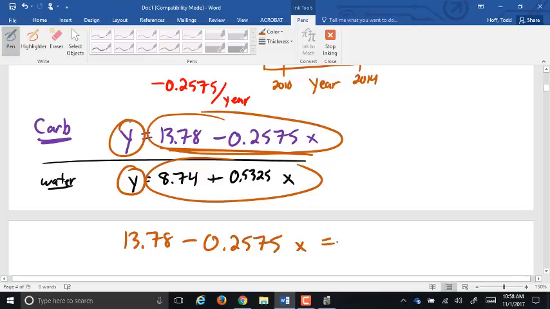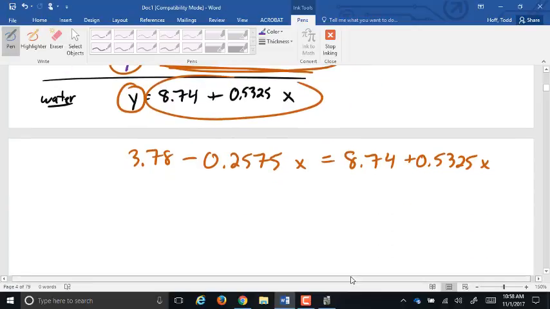So the 13.78 minus 0.2575x has to equal 8.74 plus 0.5325x. And then you can solve that for x. And that tells you, remember, x is years after 2010. So whatever x comes out to be, you're going to add that to 2010 to get what year they're equal.